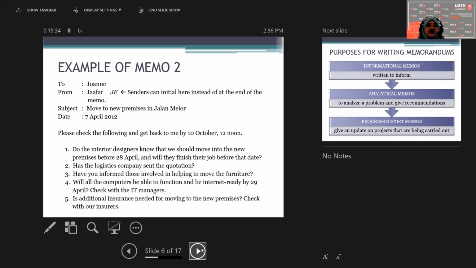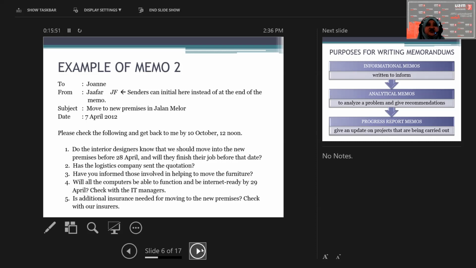Has the logistics company set the quotation? Have you informed those involved in helping to move the furniture? Will all the computers be able to function? Check with the ITs. And is additional insurance needed for moving to the new premises?